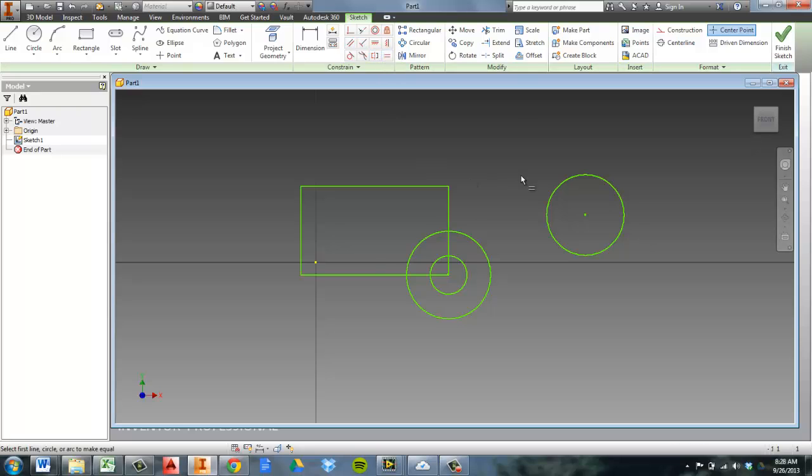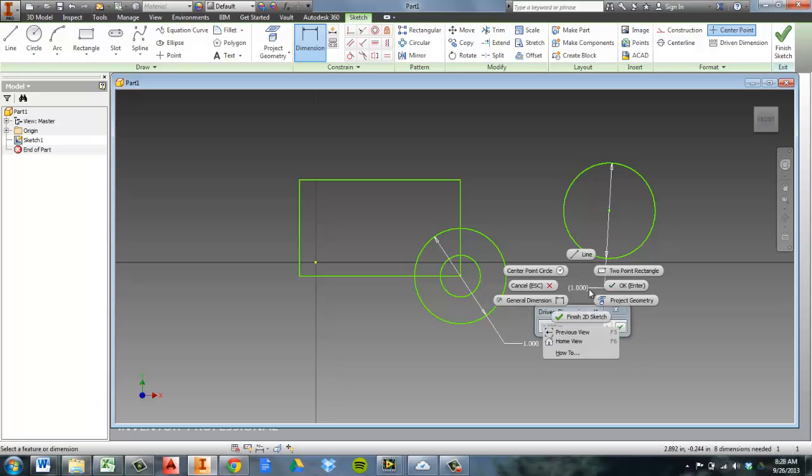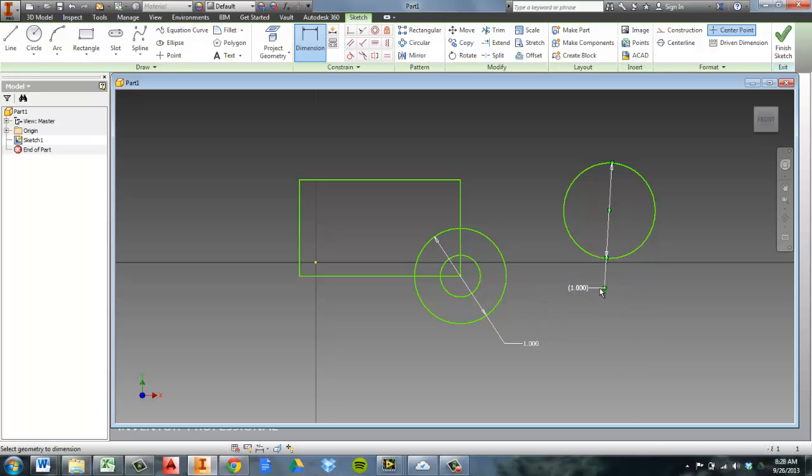If I want these two circles to be equal in size, say I have dimensioned that circle to be 1, and I want this circle to have the same diameter as this circle, I come in here and make them equal. Notice how this will then be 1 as well. I don't have to make that dimension because it's already constrained. It's already got that constraint identified, so we don't have to make that. Notice how it's a driven dimension now. So we've got equal.